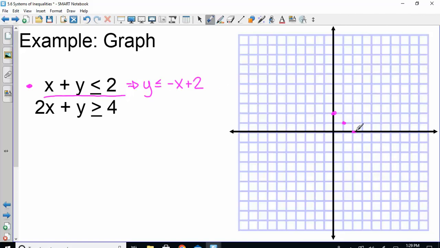And then, was this one solid or dashed, did we decide? Solid. Equal to is solid.